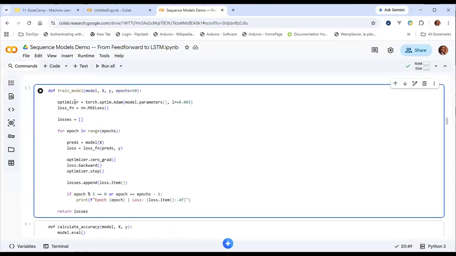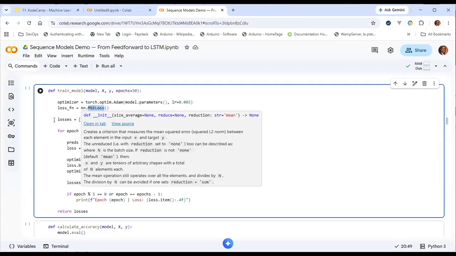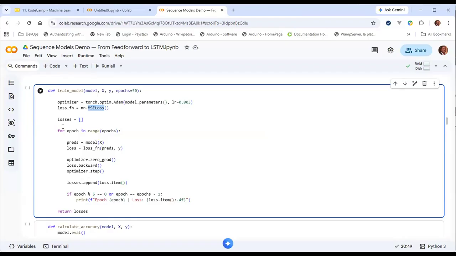So we use Adam, and we use mean square error loss because it's a regression problem. We're trying to predict specific values rather than classification or categories. And we do the normal thing: prediction, calculate the loss, zero grad, backprop, and the optimizer step to update the parameters, and we track the loss. So that's the whole function.